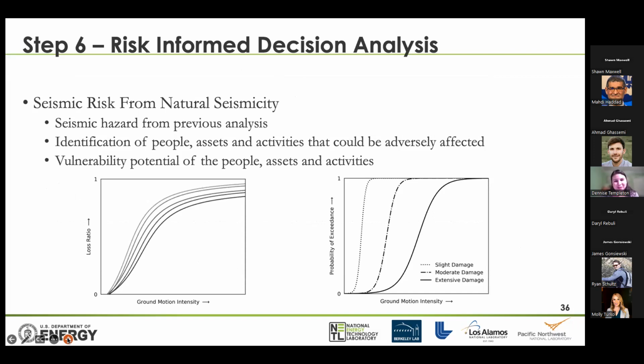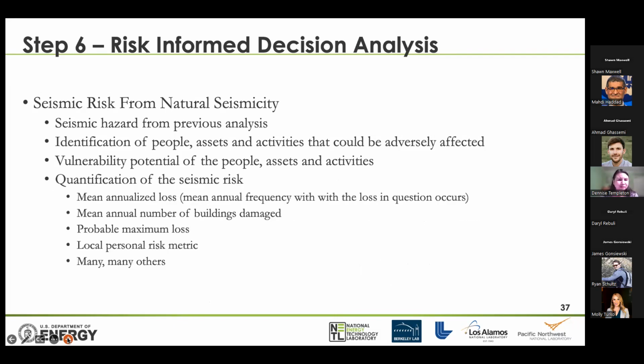Okay, so seismic risk from natural seismicity. We want to look at the seismic hazard from the previous analysis, and do a more rigorous identification of the people, assets, and activities that could be adversely affected. So take a look at the population centers. Are there sports centers? Are there medical activities that could be adversely affected? And then determine the vulnerability potential of these people, assets, and activities. And these can take the form of various different methods.